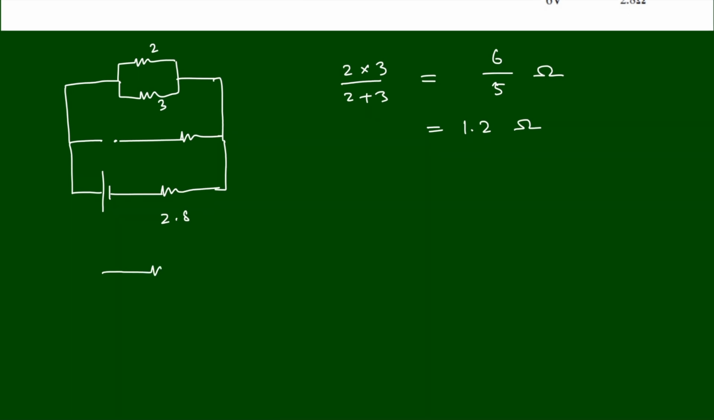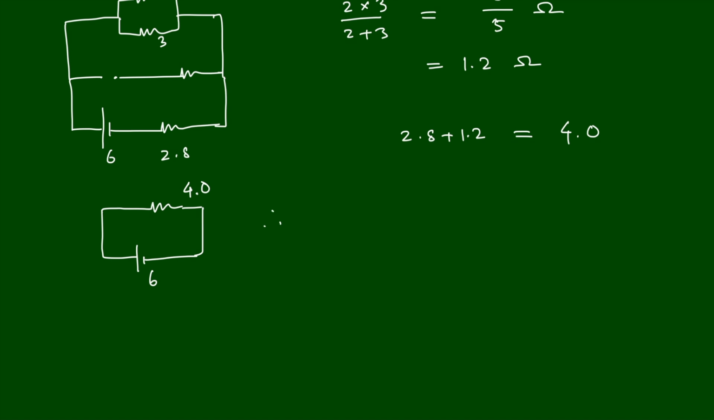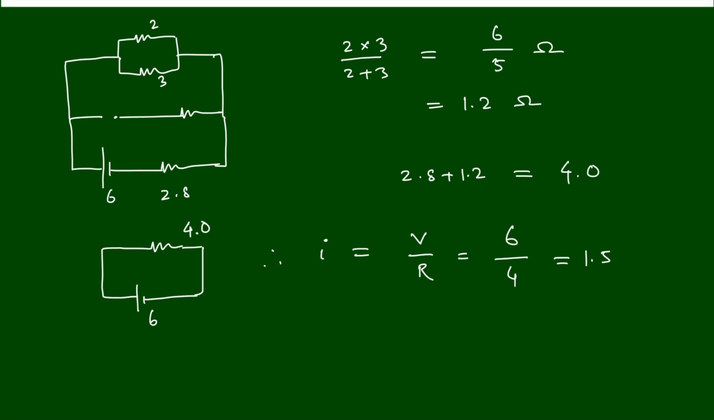Now as there is no current flowing through this part, this is not required. Then the total equivalent resistance will become, this one and this one are in series, so 2.8 plus 1.2, you will get 4.0 ohm, and this is 6 volt. Therefore you will get the current I is equal to V by R, that is 6 by 4, that is 1.5 ampere. So current is 1.5 ampere flowing through the circuit.